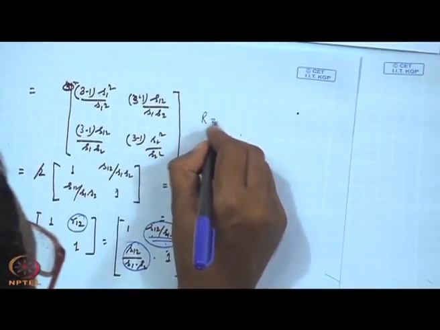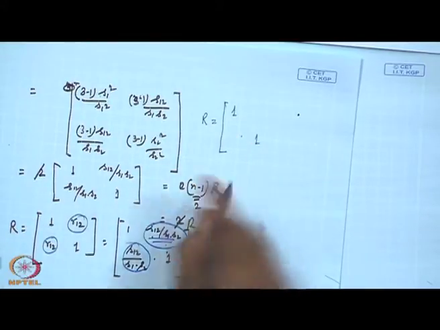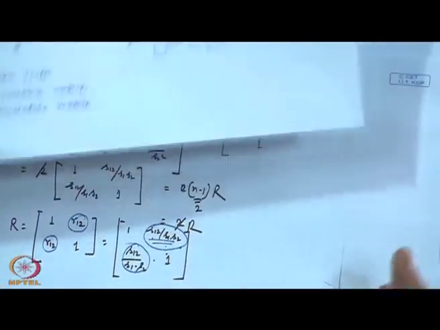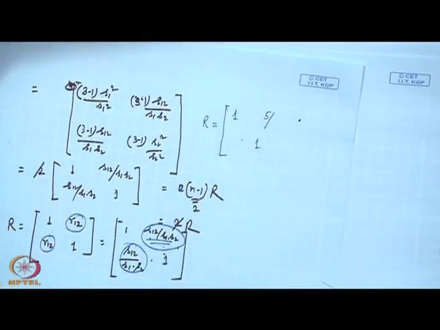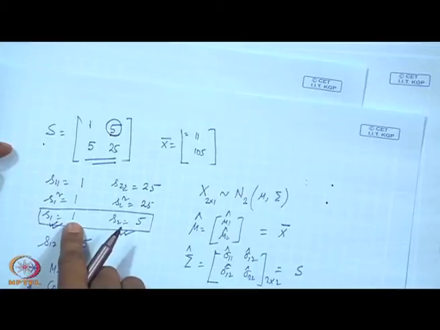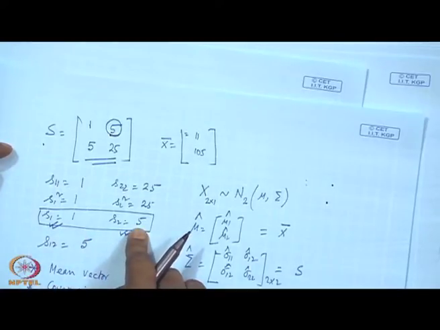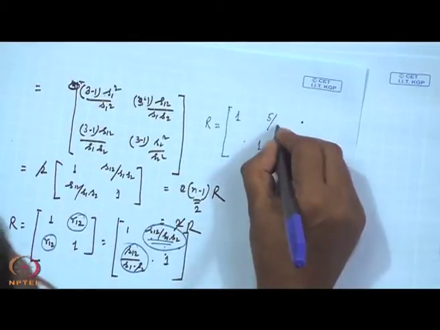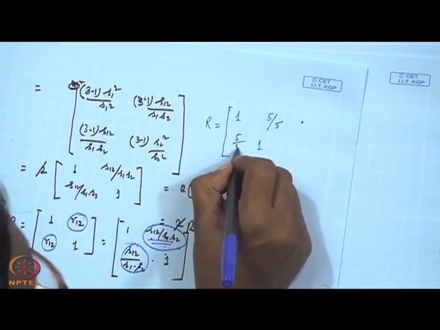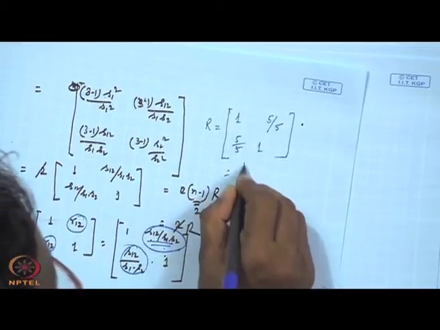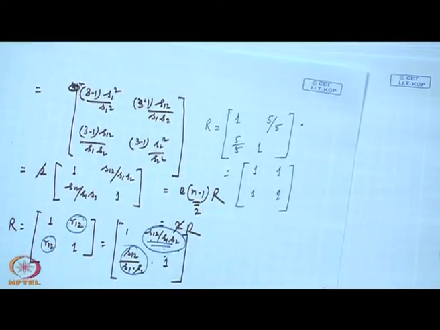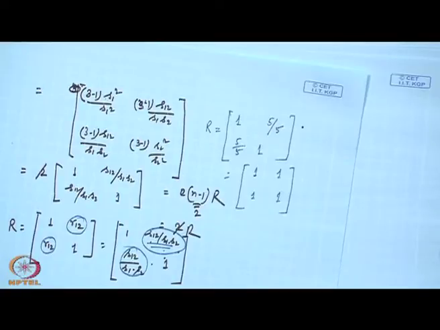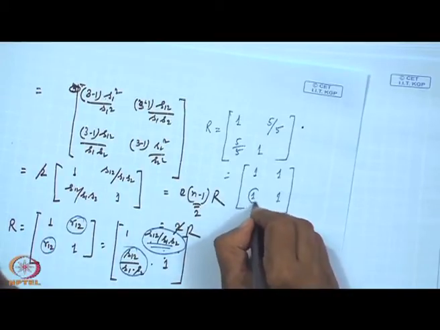Your R value will be, first, blindly you can write like this, diagonal element will be 1 and R12 will be S12. So, S12 is 5. So, you can write 5 divided by their standard deviation. S1 is 1, S2 is 5. So, that means 5 by 5, 5 by 5, 1, 1, 1, 1. Oh, you are getting perfect correlation. 1 means perfect correlation.